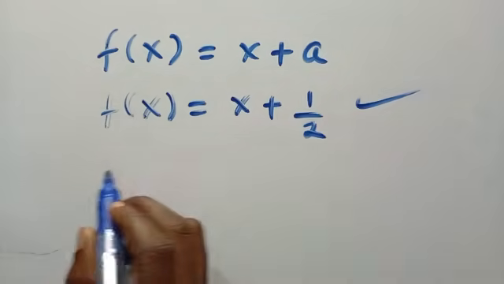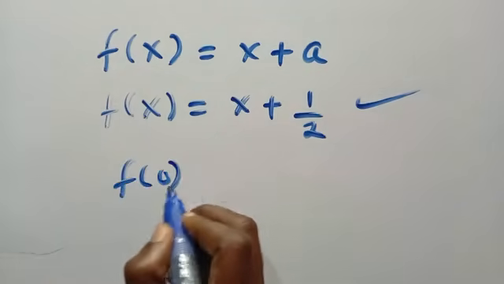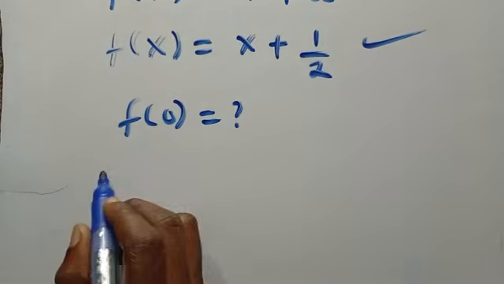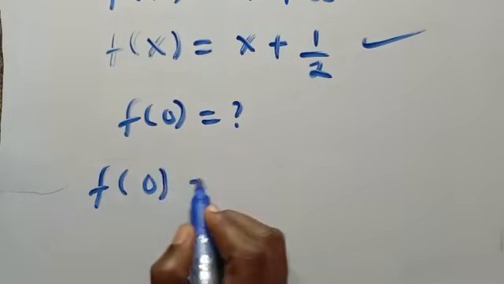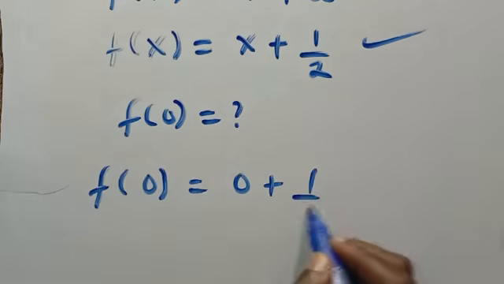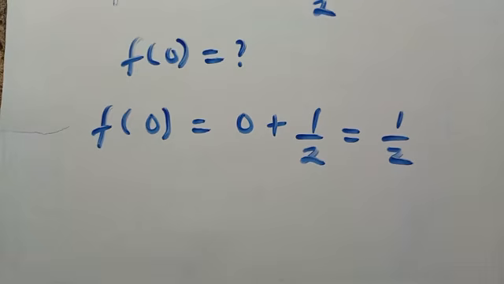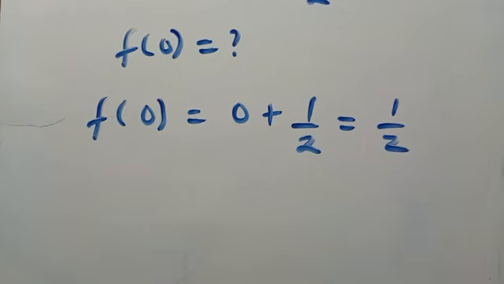And we are asked to calculate f of 0, which we don't know if x is not changed to 0. So therefore f of 0 will be equal to 0 plus 1 over 2, and which is 1 over 2. So f of 0 equals 1 over 2, which is a constant value.